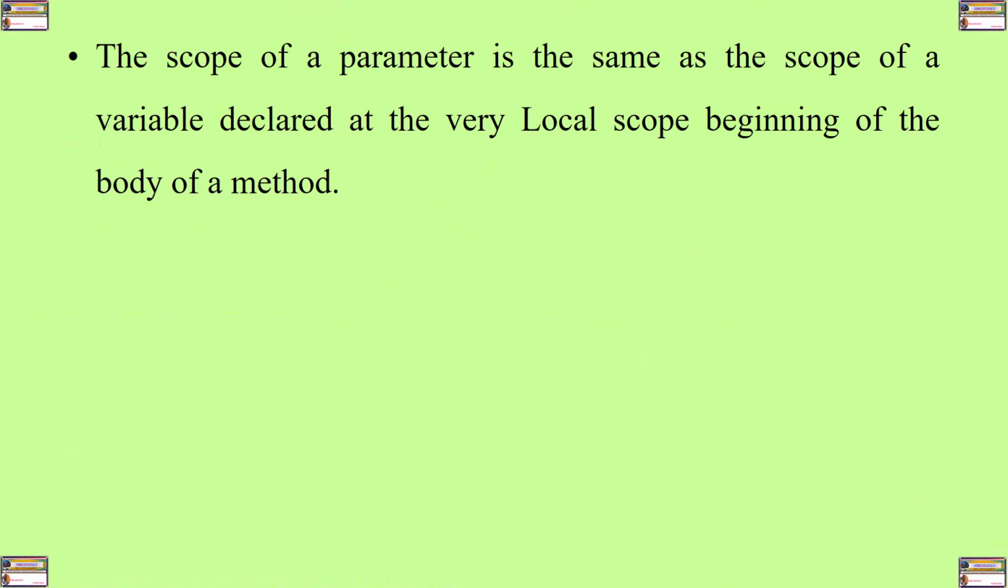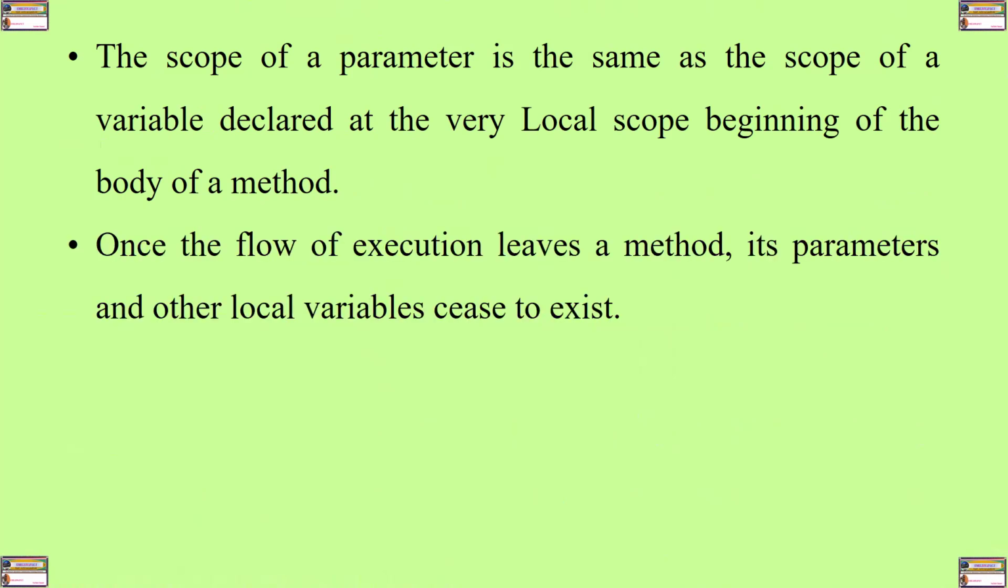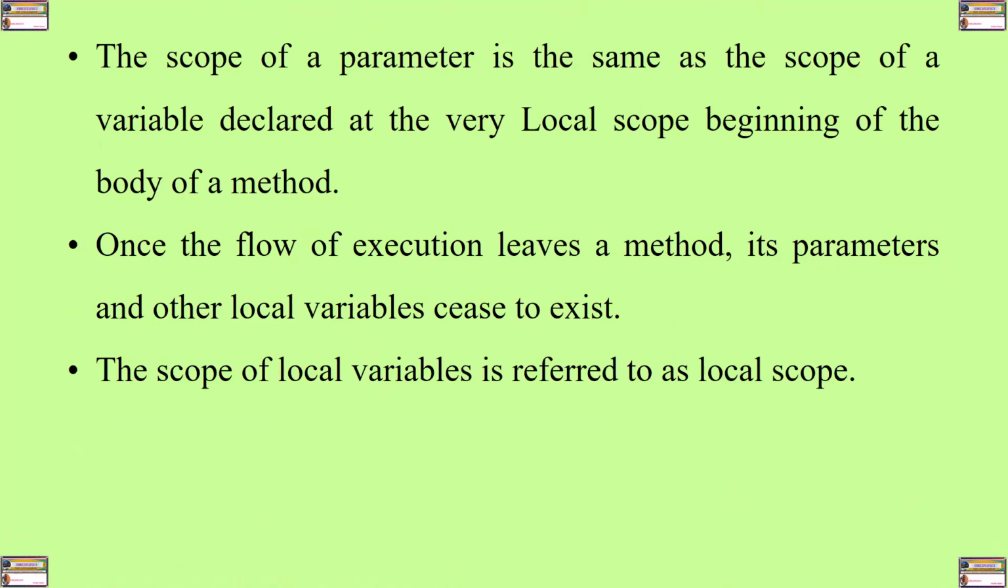The scope of a parameter is the same as the scope of a variable declared at the very beginning of the body of a method. Once the flow of execution leaves a method, its parameters and other local variables cease to exist. The scope of local variables is referred to as local scope.